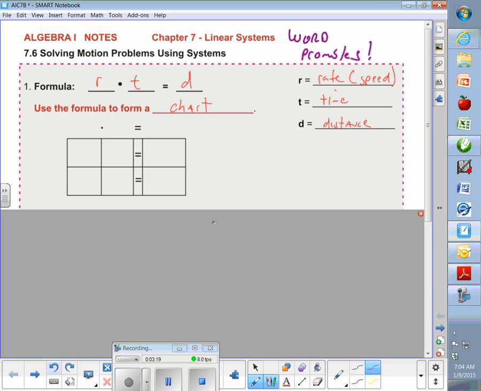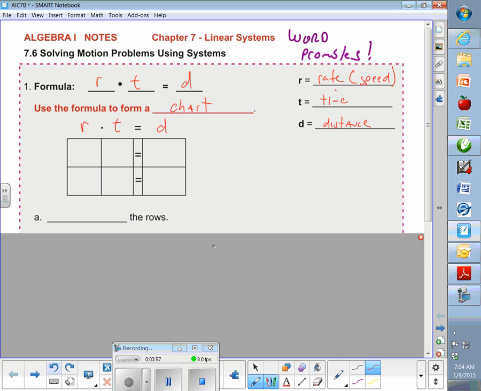You form the chart by the formula. So look up above the chart. The R goes there. See my little raised dot there? The T goes there. And what does it equal? D. I'll show you this when we get to an example down the road, how that formula will allow us then to form the chart. And so will other formulas allow us to form other charts when we're doing, for example, an interest problem. So that's the beginning. We have a formula and we have a chart. Let's keep going.